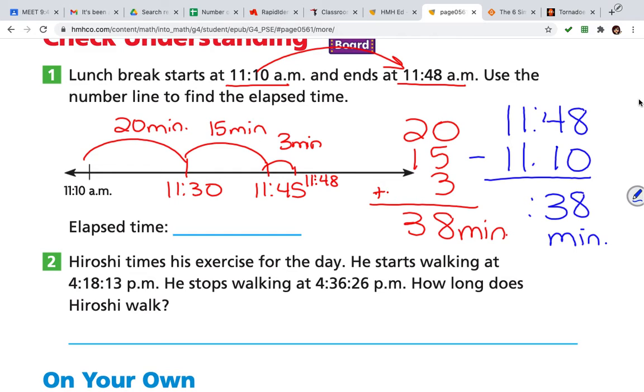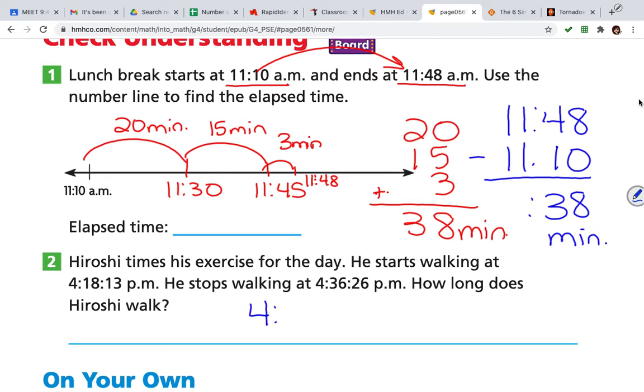Hiroshi times his exercise for the day. He starts walking at 4:18:13 p.m. So we got another hours, minutes, and seconds. He stops walking at 4:36:26 p.m. How long does Hiroshi walk? Okay, so let's solve this. He walks, so let's start with the end time.